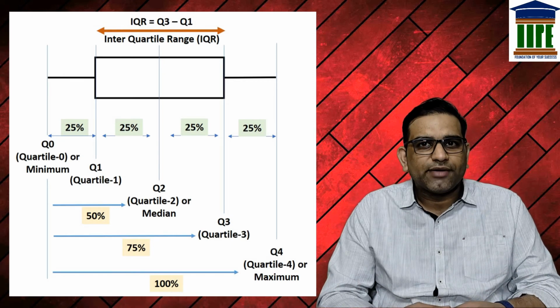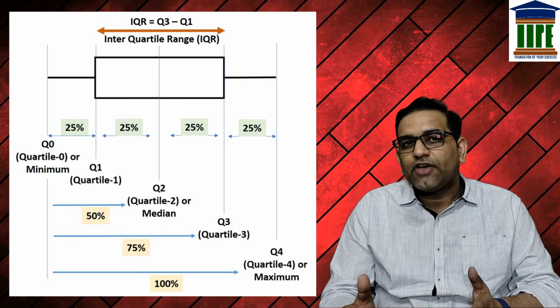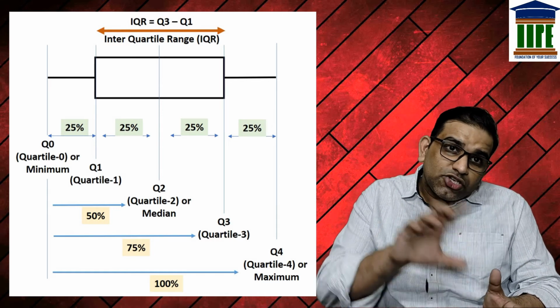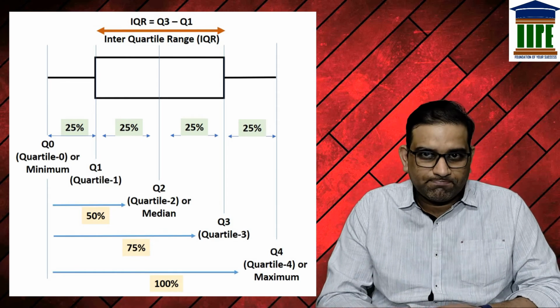It is also known as the median. The second highest 25% of numbers, from the median till 75%, is called Q3, whereas the last, topmost 25% is called Q4 or maximum.